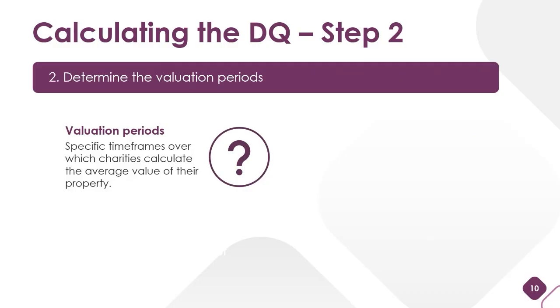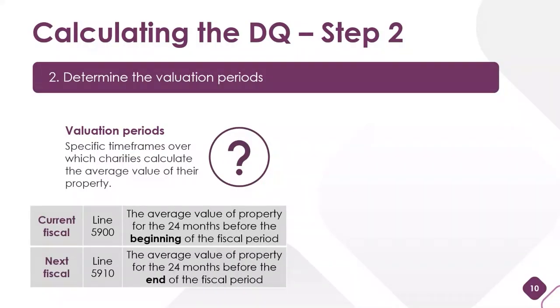The charity chooses its valuation period when it files its first information return. And once chosen, the charity must get the CRA's written permission to change it. The valuation periods are different depending on if we're trying to find the DQ for the current fiscal, which is the amount on line 5900 of the T3010, the average value of property for the 24 months before the beginning of the fiscal period, or the DQ for next fiscal, which is the amount on line 5910 of the T3010, the average value of property for the 24 months before the end of the fiscal period.